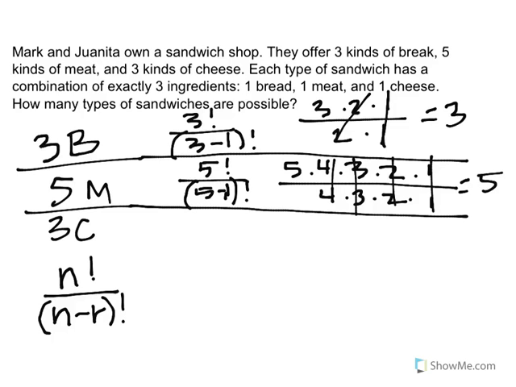And then the bottom one, we have 3 cheese. Well, it's the same as the 3 breads. It's 3 factorial over 3 minus 1 factorial. We already know that's going to be 3.